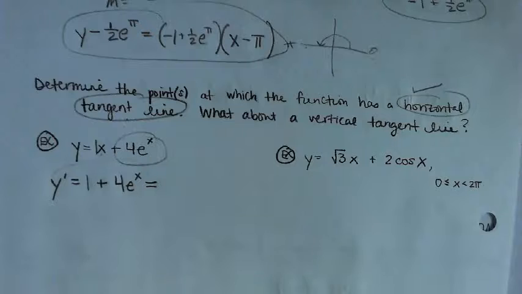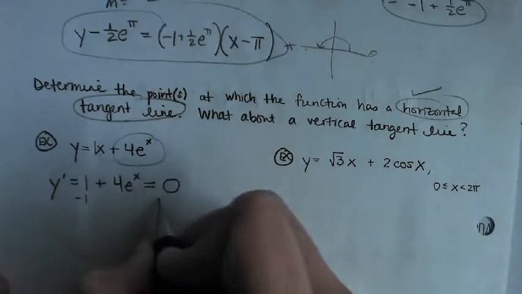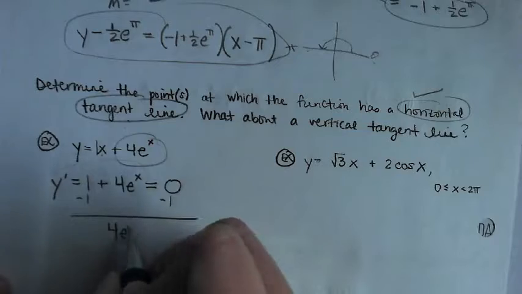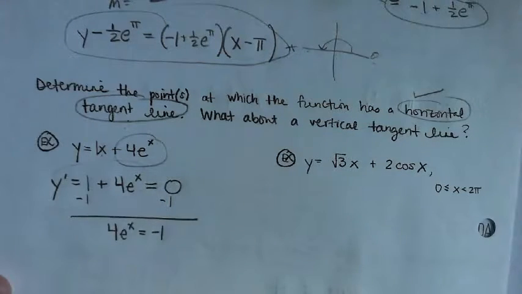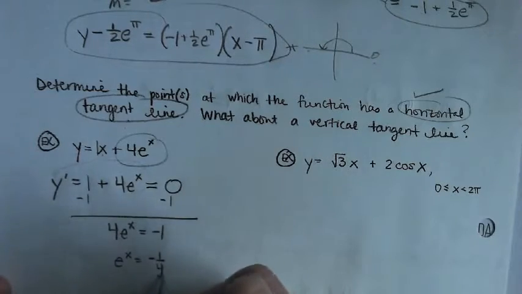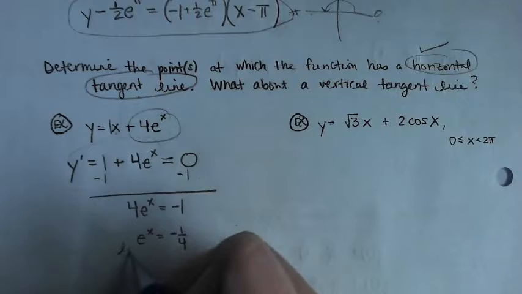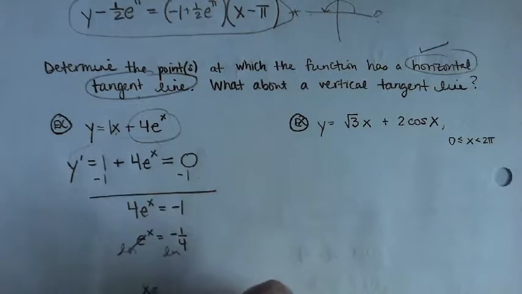to, our slope needs to get set equal to 0. So then we're going to solve that. Subtract 1 from both sides. Divide 4 on both sides. How do we solve this? ln. So x equals the natural log of negative 1/4.